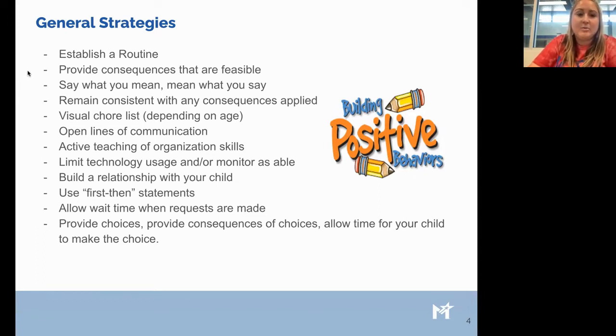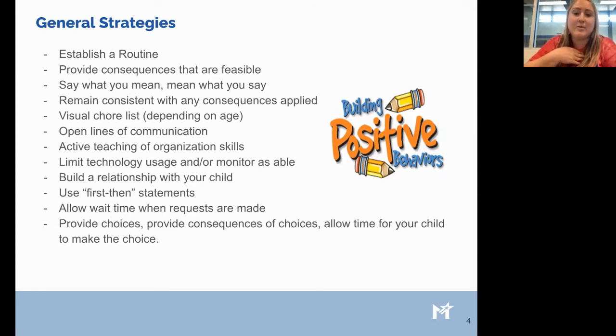Also, anytime that you're providing a consequence, we recommend that you provide consequences that are feasible. The example that I like to use the best is, with my kids at least, if we're going to go hang out with some friends who have kids the same age, I should not say, if you continue to act this way, we're not going over to so-and-so's house, because that's really a punishment for me and it's not feasible. It's not going to happen. We're going to go anyways. So you want to provide a consequence that's feasible.